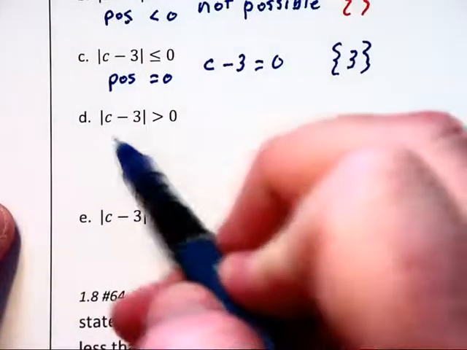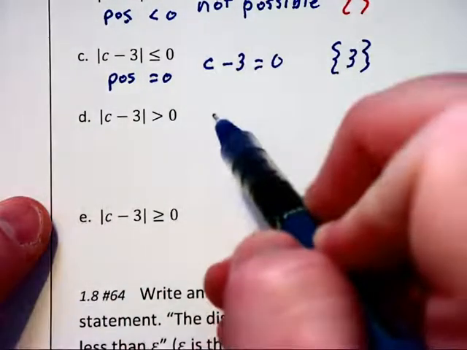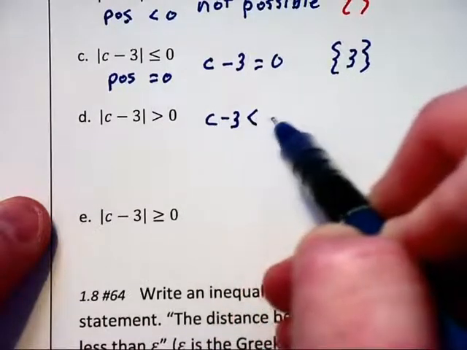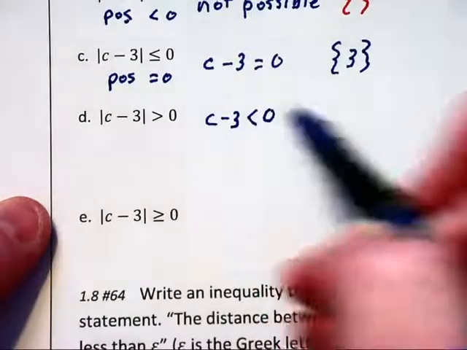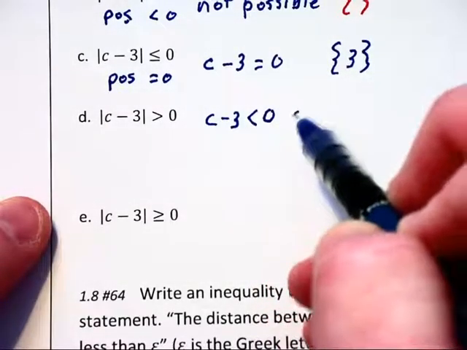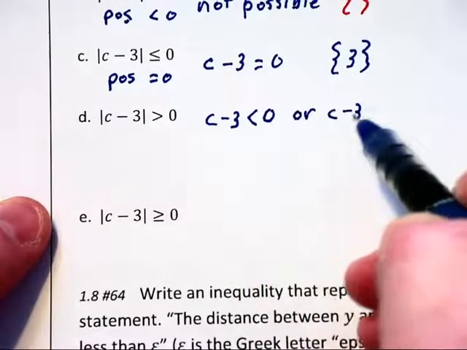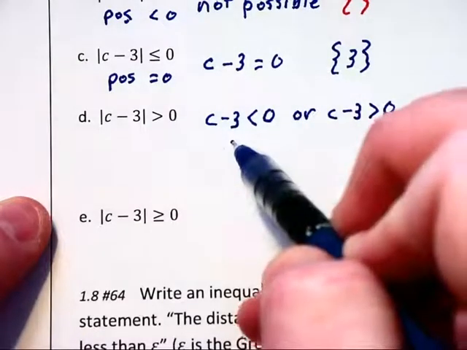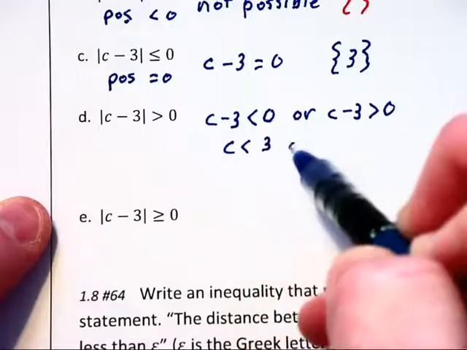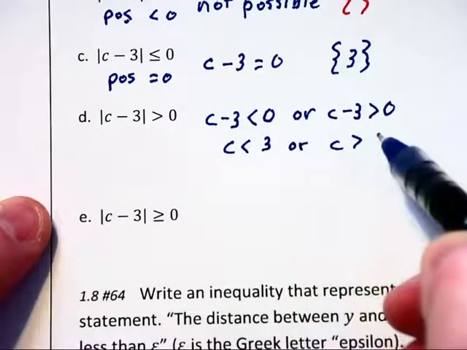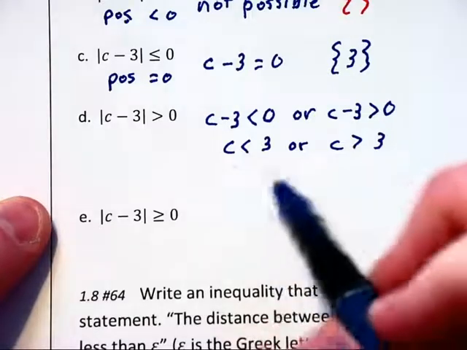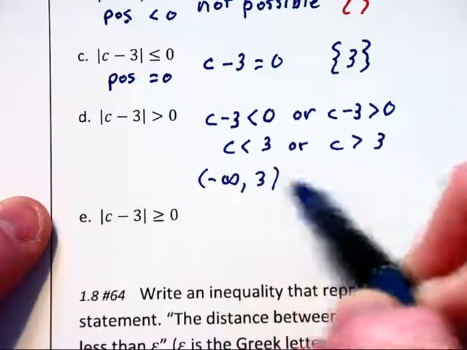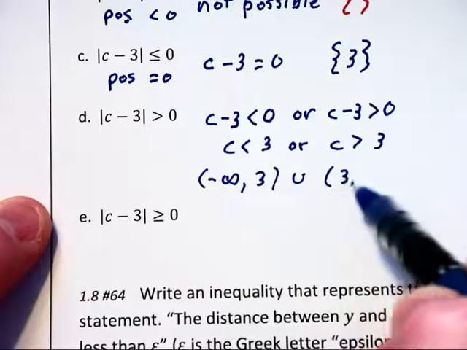When you have c minus 3 greater than 0, we're going to write as two inequalities. C minus 3 is less than negative 0, which doesn't make any sense, so we just write 0, or c minus 3 is greater than positive 0, which is just 0. So we have c is less than 3, or c is greater than 3. And in interval notation, this would be from negative infinity up to 3, united with the interval from 3 to infinity.